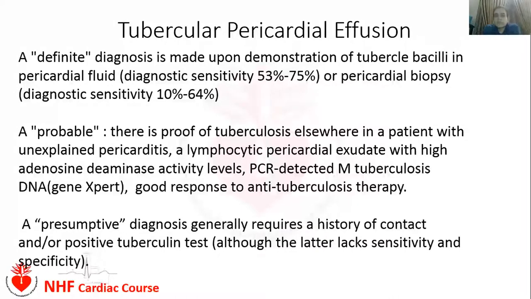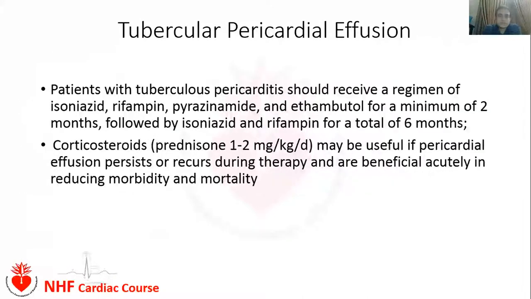Pericardial fluid is said to be definitely due to tuberculosis if you can demonstrate tubercular bacilli in the fluid or in the pericardium. It's probable when there is lymphocytic pericardial exudate, PCR showing DNA, or good response to antitubercular therapy. And it is presumptive if the patient has history of exposure or if he's Mantoux positive.